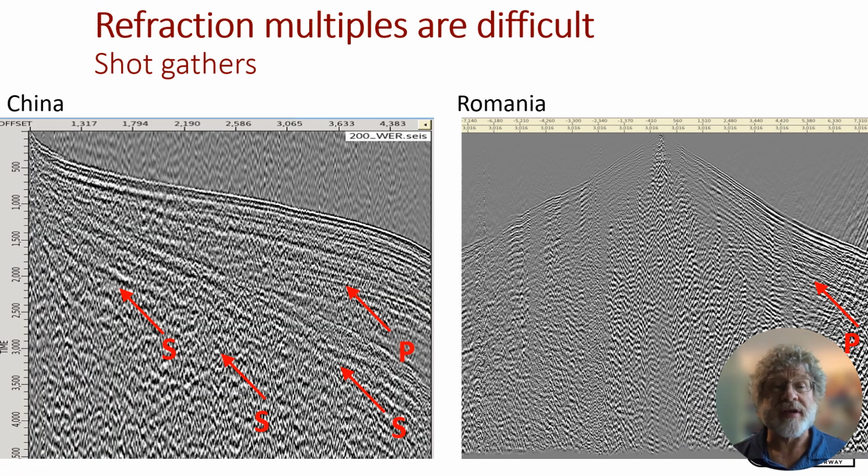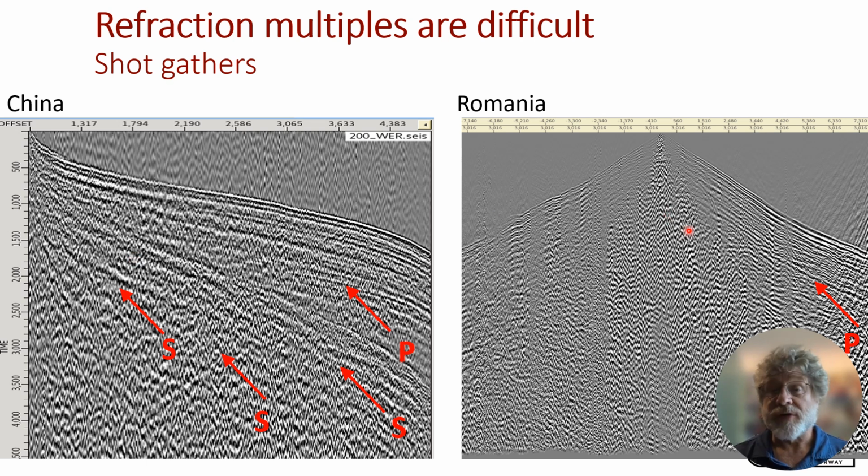And here's some examples of refraction multiples. On the left is a data set, and you can see here are some echoes of the first arrival. So these are P refraction multiples, and down here are S refraction multiples. They have about twice the travel time as the P refraction multiples. Notice also that the S refraction multiples are a bit stronger than the P refraction multiples, and this is telling, and we'll be getting back to this later.